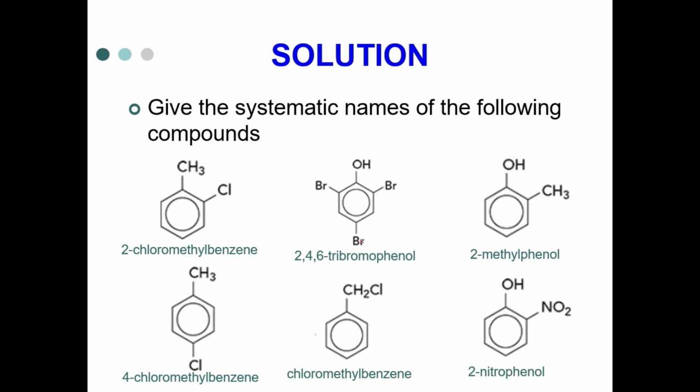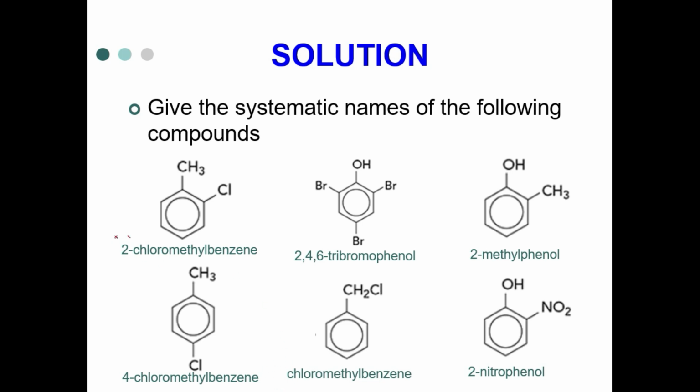Here we have phenol, and there are 3 bromine bonded to this phenol at 2, 4, 6 positions. So this is called 2,4,6-tribromophenol. Right hand side, now alcohol has higher priority than the alkyl group. So this is called 2-methylphenol. Second row, left hand side, 4-chloromethylbenzene. Now the one in the middle is called chloromethylbenzene without the numbering.